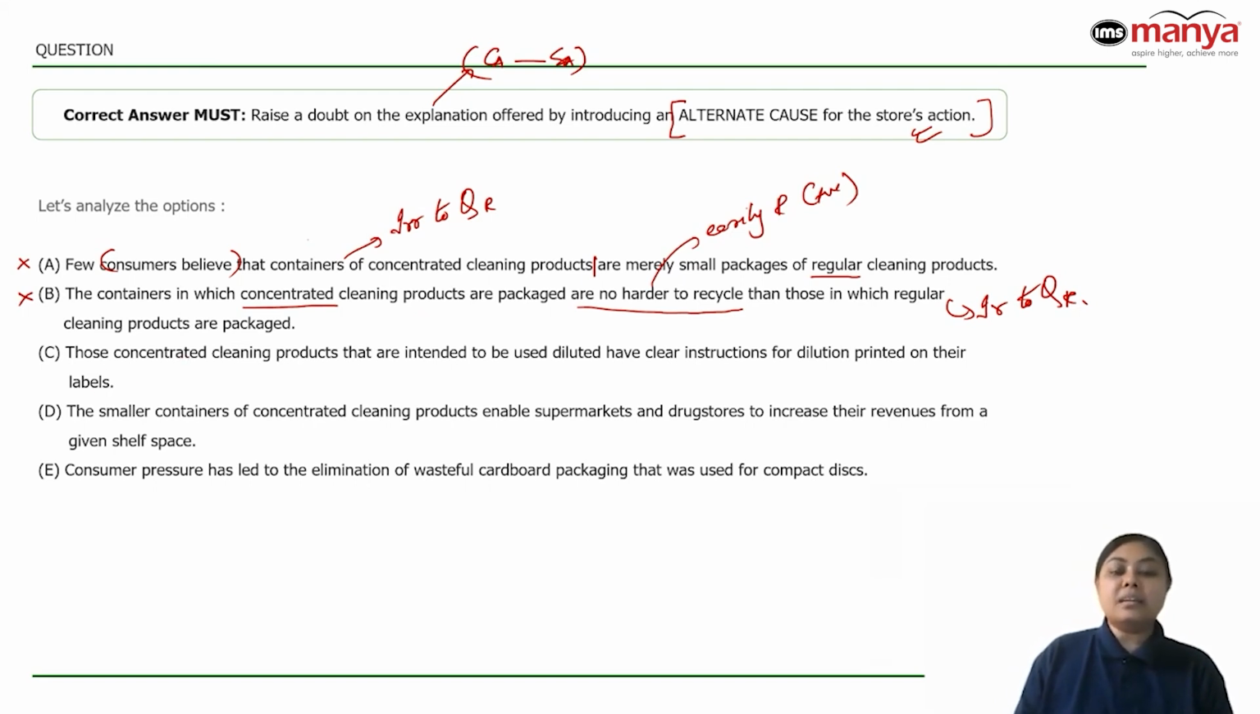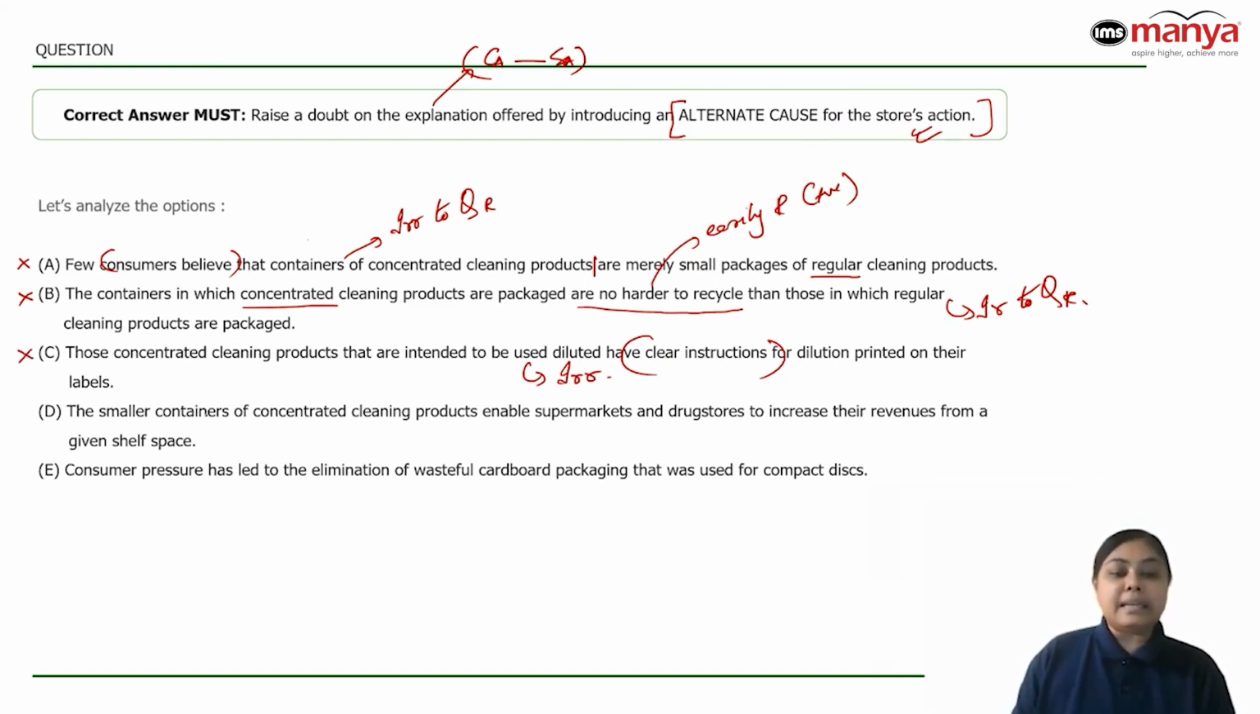Option C: those concentrated cleaning products that are intended to be used diluted have clear instructions. Now, this is very, very out of scope, irrelevant. Having clear instructions does not give me an alternate cause for the store's action, right? It does not question the motive of the stores.